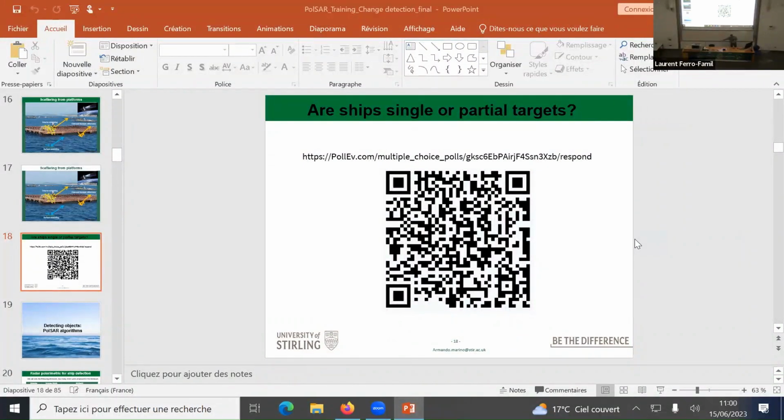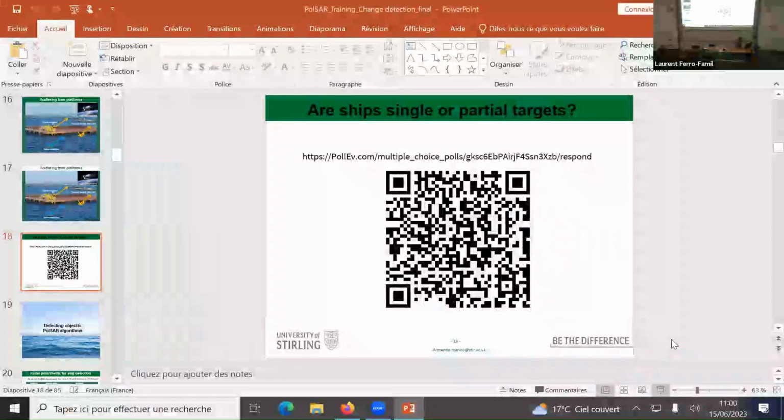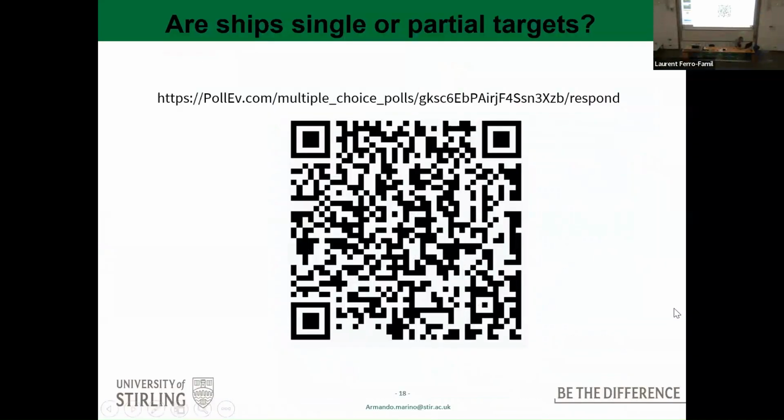Please help us outcome these things. How do we deal with this kind of targets? They're not single, they're not partial. The speckle is not fully developed. How do we deal with it? So this is a challenge for you to bring home. Anyway, it depends on how big the ship is and how you look at it.